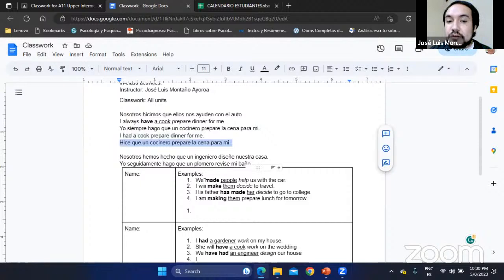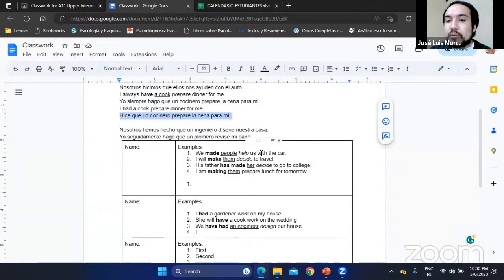All right. So here, these were your examples, right? We made people help us. So you are causing another person to do something for you, right? You're making. Have is the same as make but less strong. Get is the same as make and have, but even less strong. Okay, so they are exactly the same. It's just that make is for bosses, for parents. Have is when you pay for a service. And get is to convince anybody so that that person does something for you.